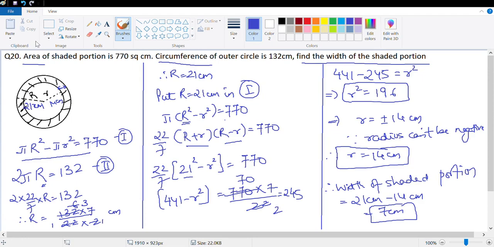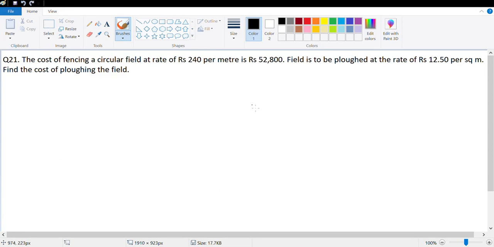The next question that we'll do would be question number 21. The cost of fencing a circular field at the rate of 240 per meter is rupees 52,800. Also, we are fencing a circular field, which means we are looking at the perimeter, because we will be putting the fencing along the perimeter, and the cost is 52,800. Now the field has to be plowed, which means the area has to be calculated, and that will give us the cost of plowing.